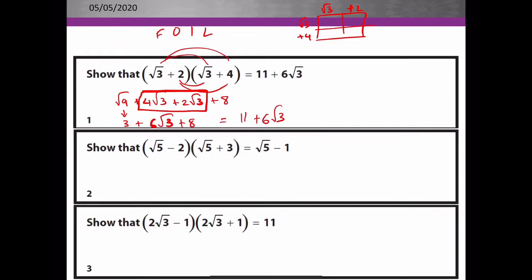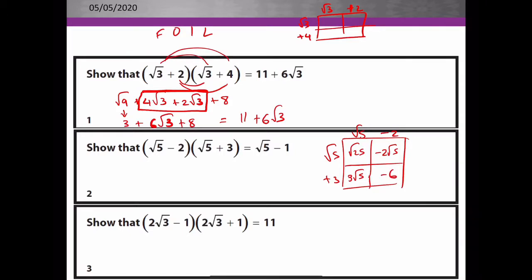Continuing again. Same again. I'm going to do it with a box method this time, because a lot of people actually expand using the box. So you've got root 5, take 2, root 5 plus 3. So root 5 times root 5 gives us root 25. Root 5 times minus 2, minus 2 root 5. 3 times root 5 gives us 3 root 5. 3 times minus 2 gives us minus 6.